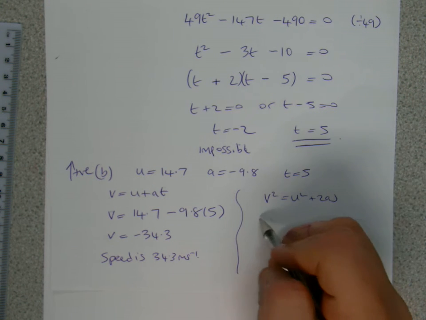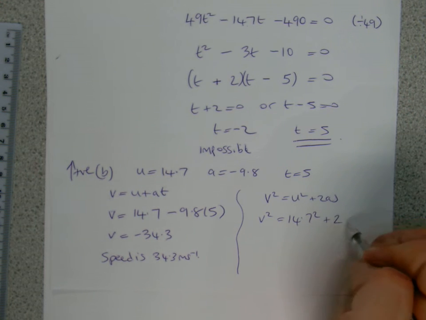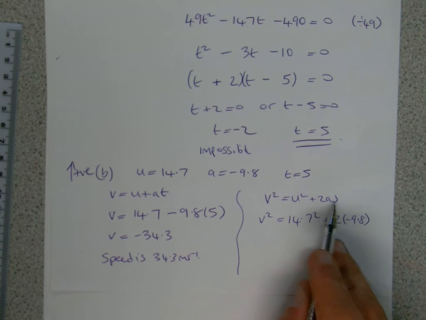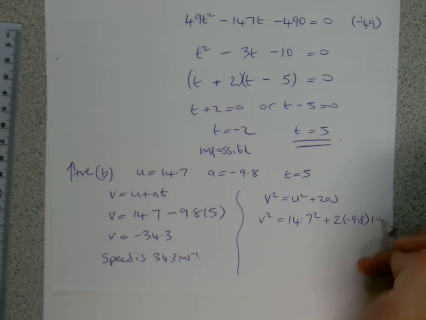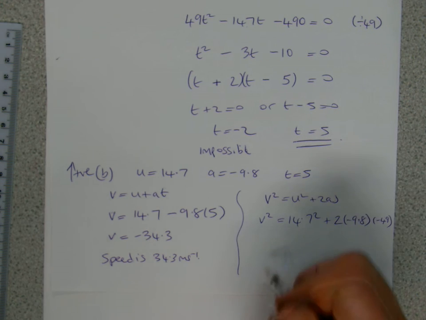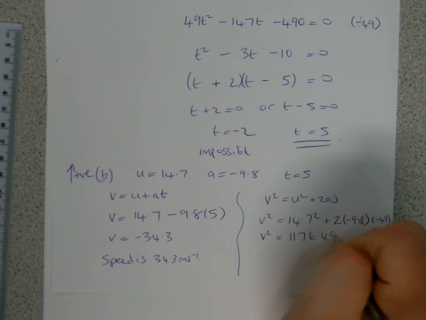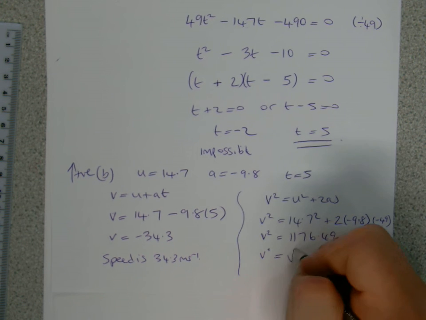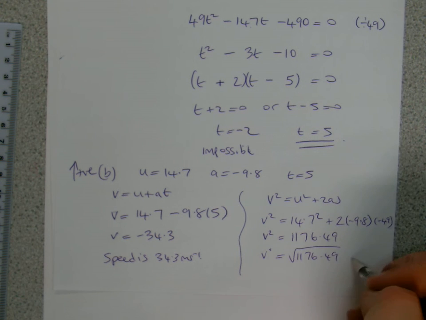So you can put in v squared equals 14.7 squared for u, plus 2 times minus 9.8 times s. Now this relies on s, of course, but we know what s is. We know s is minus 49. So you can chuck all that in, and we get our v squared. So let's do that. v squared comes out to be 1176.49, and we're going to square root that, and we get the answer, which is 34.3.